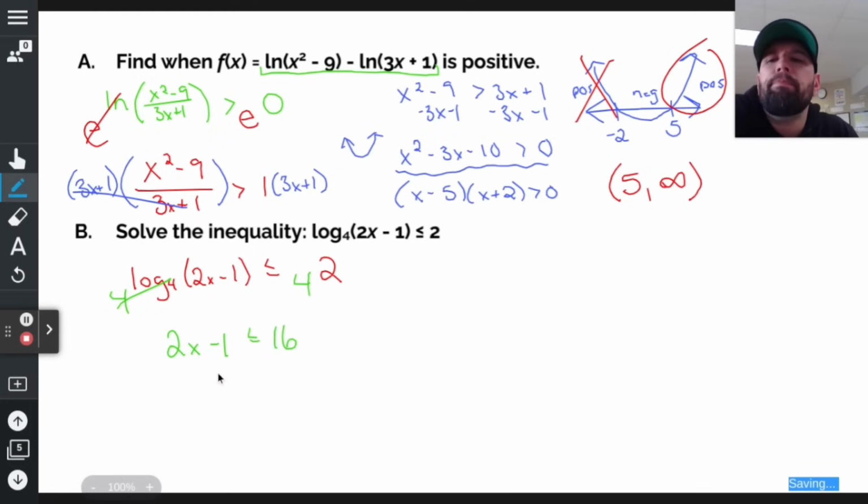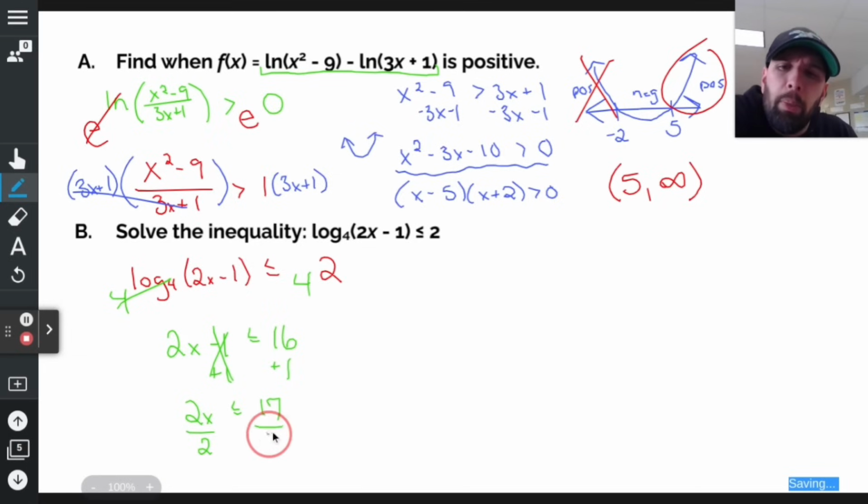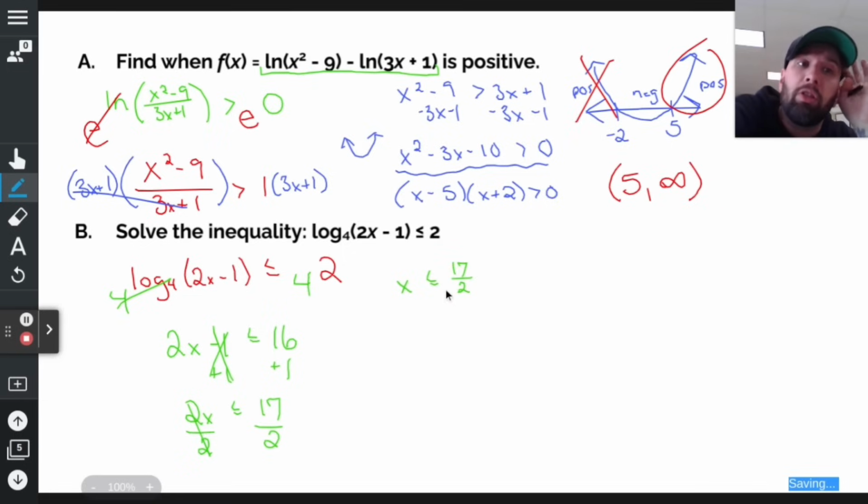Okay. Add 1, cross you out. 2x is less than or equal to 17. Divide by 2. x can be less than or equal to 17 over 2. Now, here is a problem. If I were to just circle that, that's me insinuating that I'm allowed to plug in all these negative values, which I'm not allowed to do.